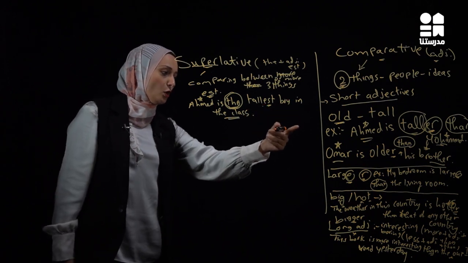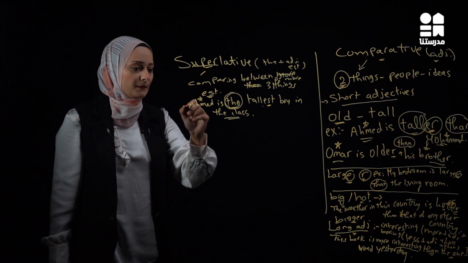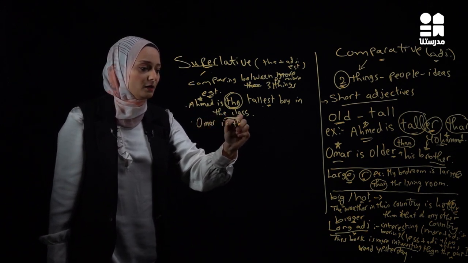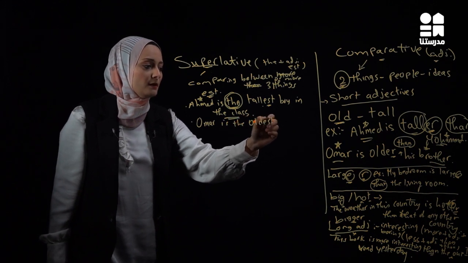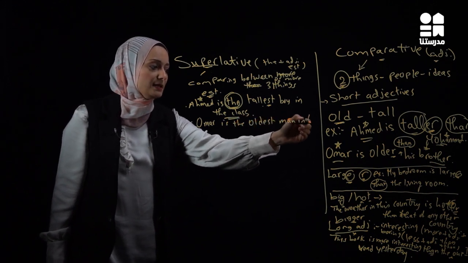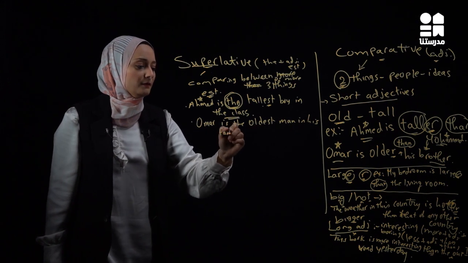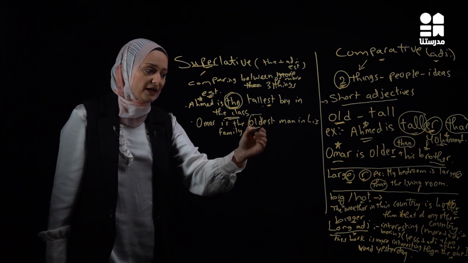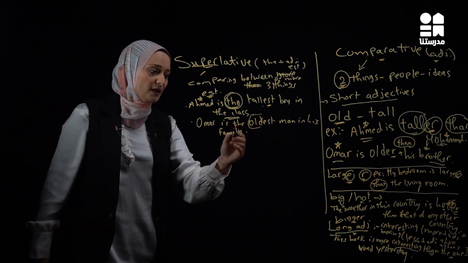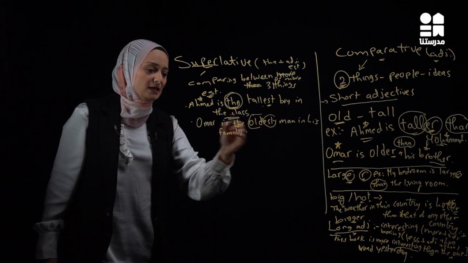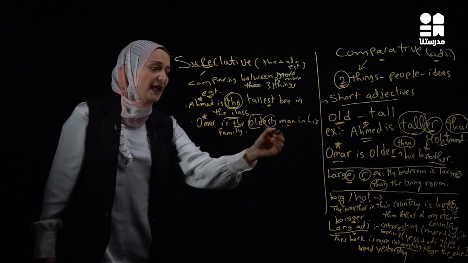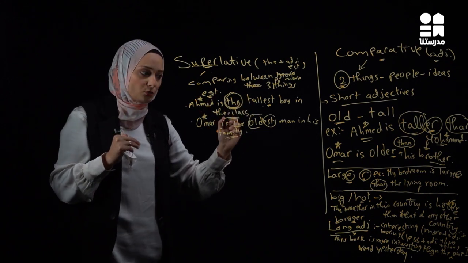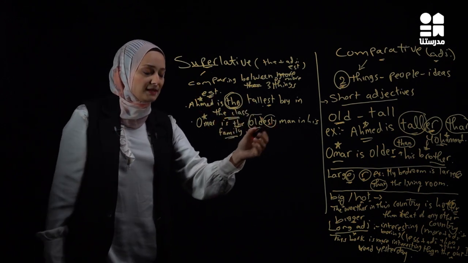طيب عايزة استخدم oldest. عمر is the oldest man in his family. Old is a short adjective. Adjective قصير, short adjective. I put the and I add est. Here I'm comparing between عمر and all the family members. ما بين عمر وكل الناس اللي في أسرته. Is the oldest man in his family.